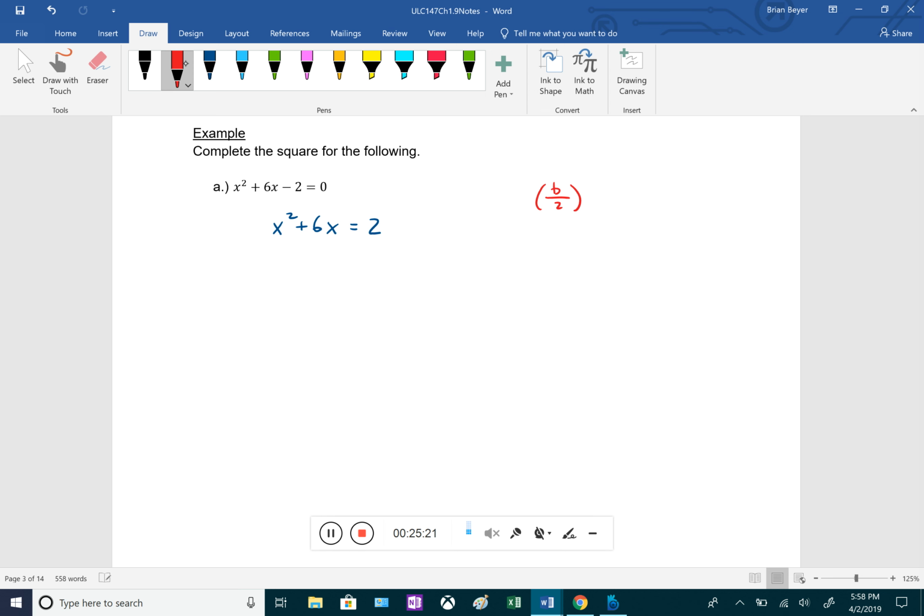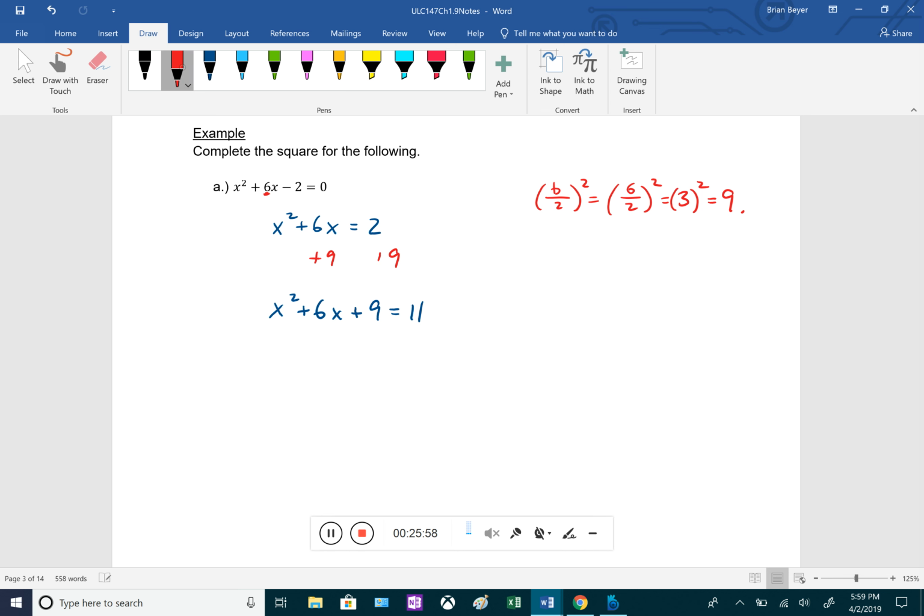(b over 2) squared, our b value is 6. It's the value on the x, the x coefficient. So that's (6 over 2) squared, and that gives us 3 squared, which is 9. So we're going to add 9 to both sides of the equation. That's going to give us x squared plus 6x plus 9 equals 2 plus 9, which is 11.